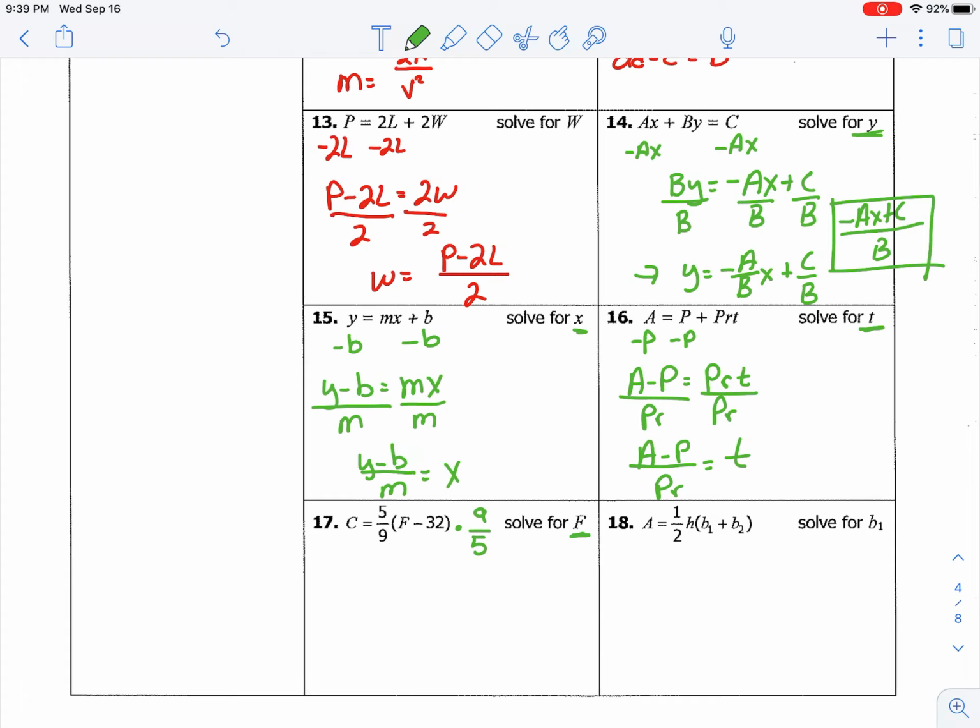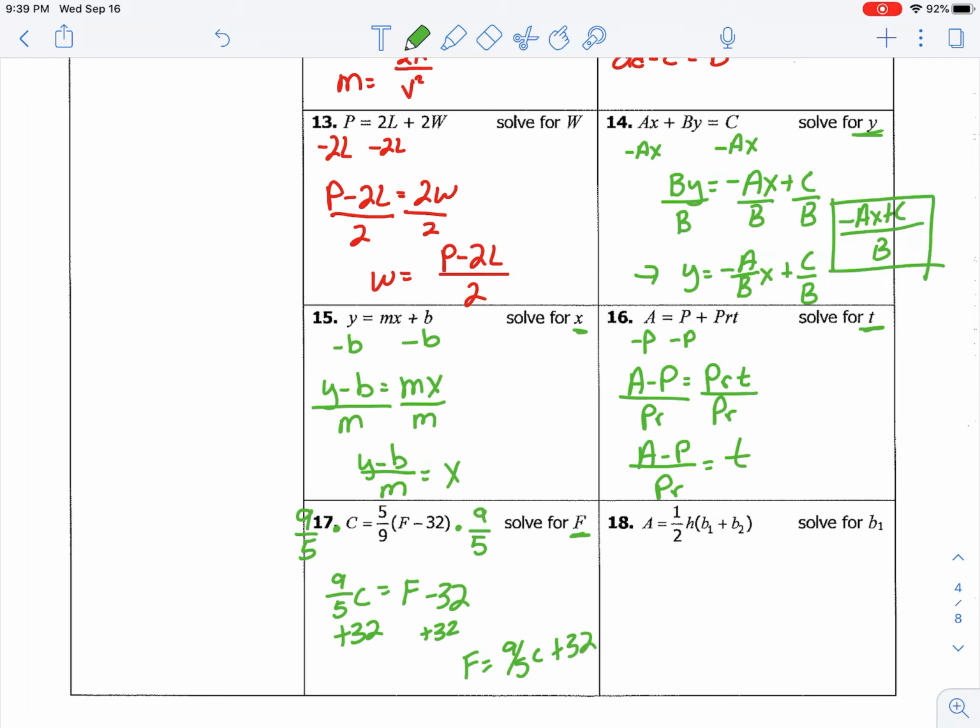My 5 is going to cancel out here. My 9 is going to cancel out here. So that means that we also have to multiply this side by 9/5. So I end up with 9/5 C is equal to, everything canceled out there, so this is just F minus 32. So now we'll add the 32 over, and now we have the conversion from Celsius into Fahrenheit. Fahrenheit is 9/5 Celsius plus 32.